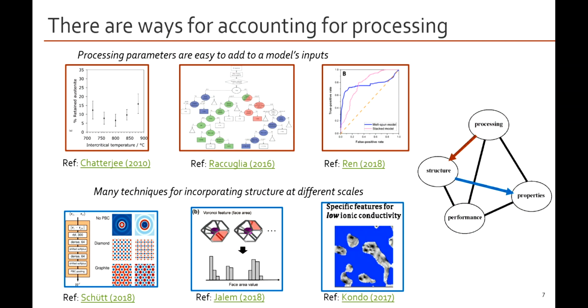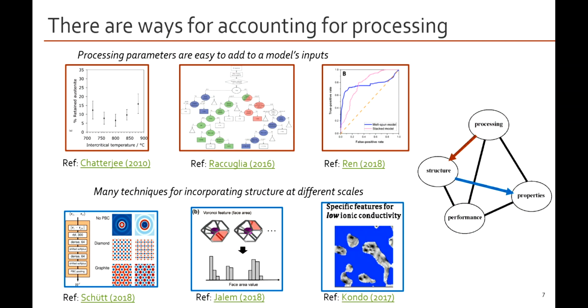And then finally, work out of my own group where, instead of accounting for the materials processing inputs as direct inputs like they have in Chatterjee and Recluglia, we simply partitioned our data based on processing technique, such that we selected a model that was only trained on data using the processing that we were eventually going to use in our experiments, and that we ended up finding led to models with better accuracy in our intended processing technique.